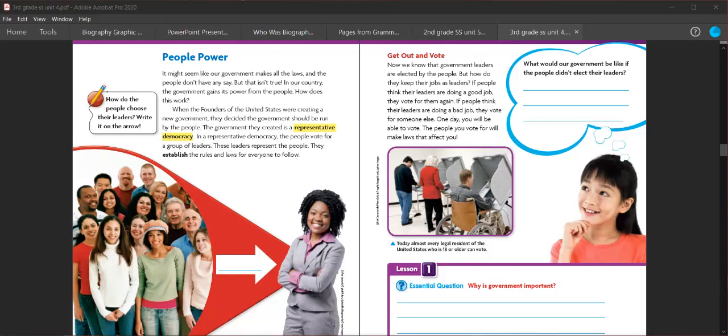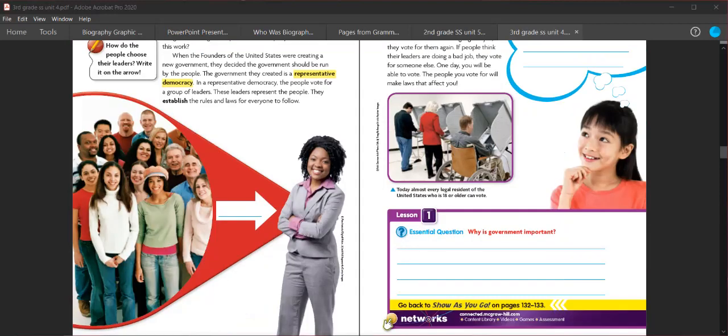All right, our quick check question here is, who makes laws that will affect you? Our government leaders that we elected or we voted for are the ones that will make the laws that will affect us. So let's take a look at our questions on this page. What would our government be like if the people didn't elect their leaders? So tell me what you think on the lines right here. And we're going to answer our essential question at the bottom. It says, why is government important?